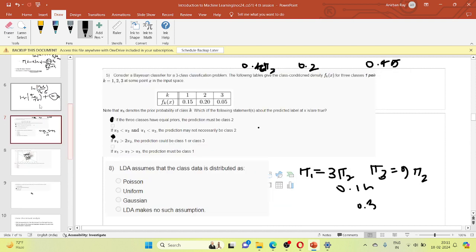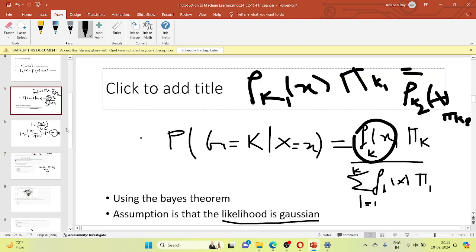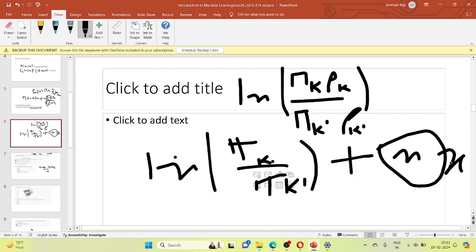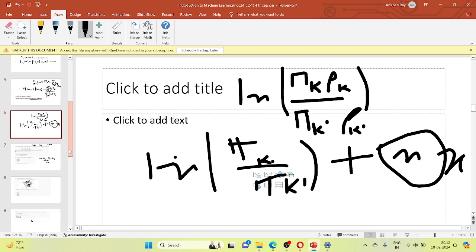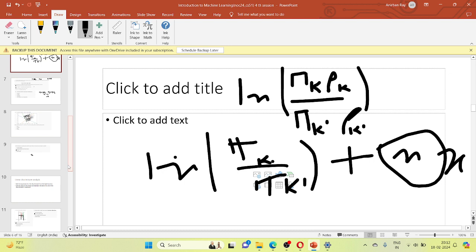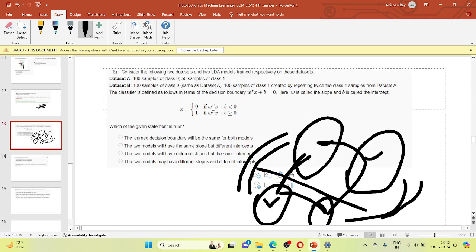As you see, m will be the same here, because of the same mean and covariance. But this part will be different due to the different pi. The denominator pi will be different. In the second case, pi_k' will be double, so they will have different intercepts, and in the second case the intercept will involve ln 2. You can understand that more precisely. So the same slope but a different intercept. This is the answer.